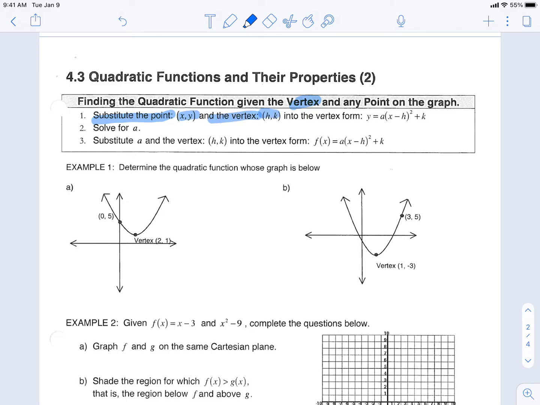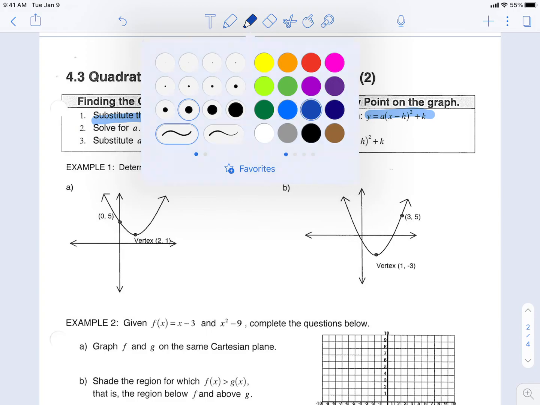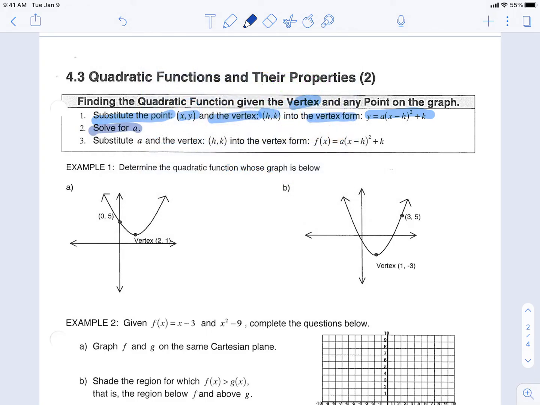So first, we're going to substitute the point x, y and the vertex h, k into vertex form, y equals a times x minus h squared plus k. And then the only variable you're going to have once you substitute those in is a. So solve for a, and then you're going to substitute a and the vertex into the form and write f of x is equal to a times x minus h squared plus k. Now, I've had students in the past who'll put all the numbers in. They'll be like, well, I got this number, I'm going to use it. You can't have an equation when you don't have those variables, right? So you need either y or f of x, and you need x. So when we substitute it back in, we're just putting in the a, the h, and the k.